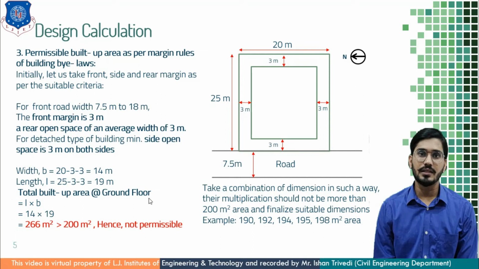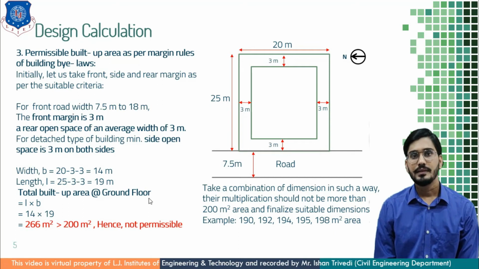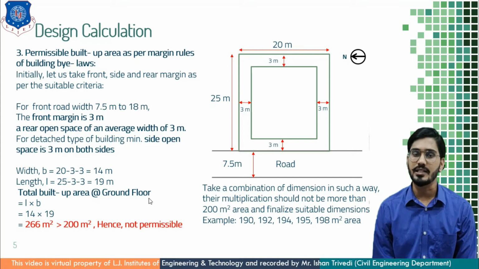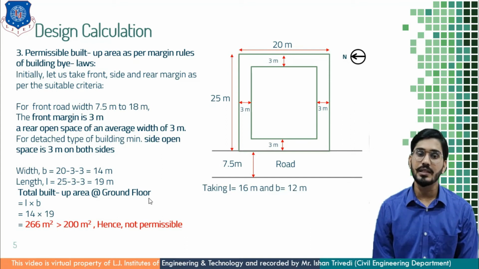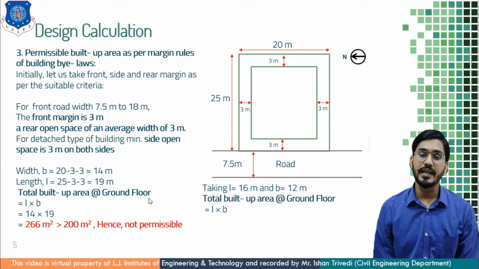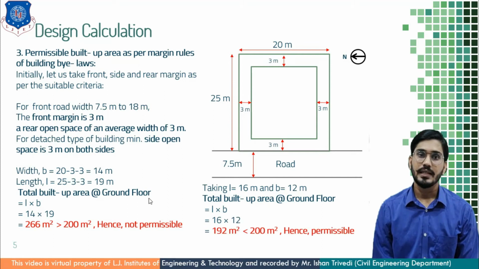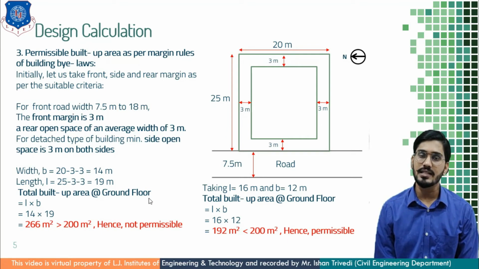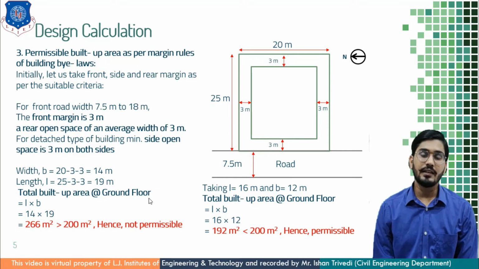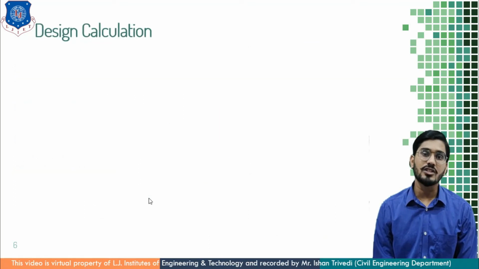So if I calculate the 192 meter square area and divide with trial permutation and combination, I can get one combination that is 12 meter by 16 meter. The length is 16 meter and the width is 12 meter. If I calculate the total built up area at ground floor, L into B, 16 into 12, I get the answer 192 meter square, which is less than 200 meter square, and hence I can adopt this dimension. So if I adopt it, then what about my margin? I have to revise all those calculations.